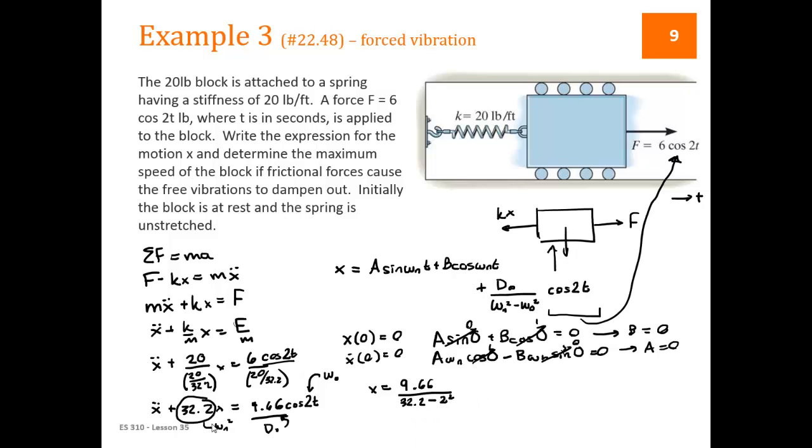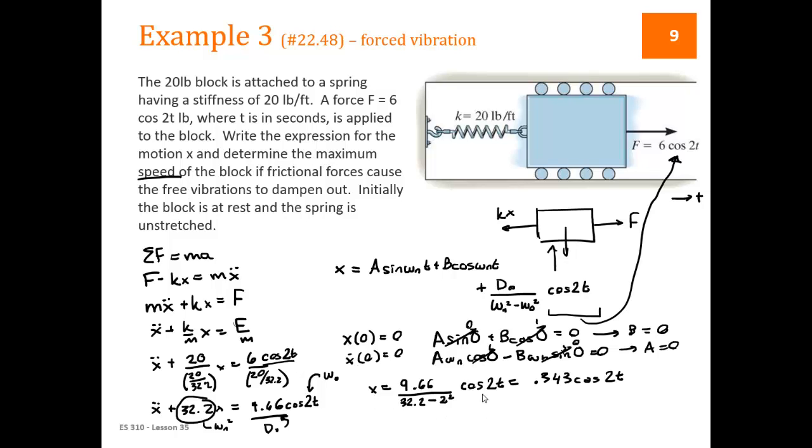So this is already squared, right? So 32.2 is omega n squared. Omega naught is whatever's in the cosine function. So then this is times cosine of 2t. If we plug these into your calculator, you're going to get 0.343 cosine 2t. We're asked about the magnitude of the speed.